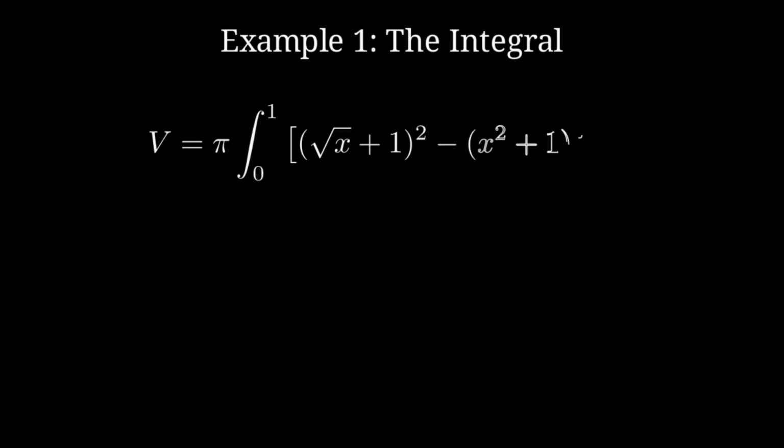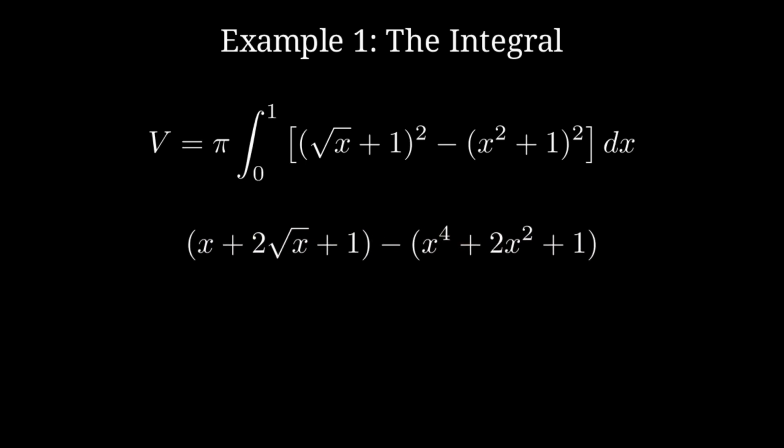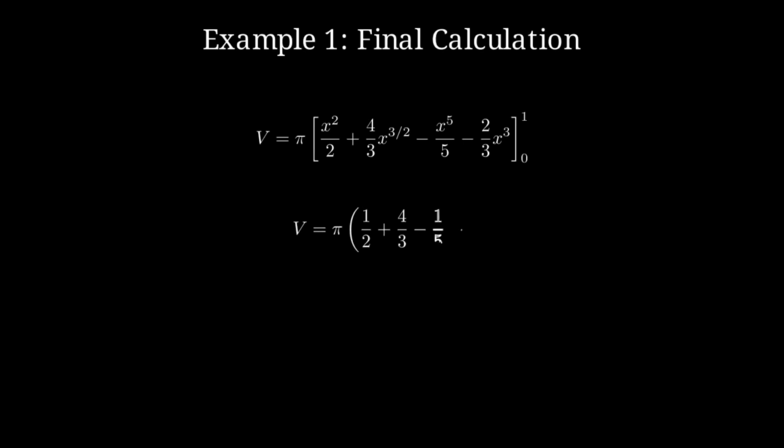We have pi times the integral from 0 to 1 of the outer radius squared minus the inner radius squared. Expanding these terms, the ones cancel out, leaving us with a polynomial and a radical term that are straightforward to integrate. After applying the power rule and evaluating at the limits, we find the volume. Plugging in 1 and subtracting the evaluation at 0, we get a final volume of 29 pi over 30 cubic units. This represents the space occupied by the solid generated by that rotation.